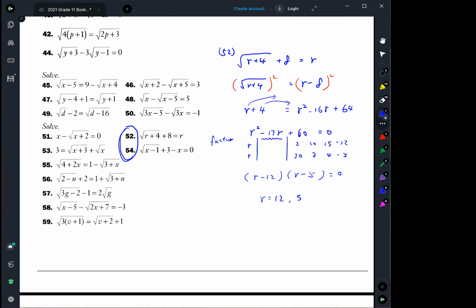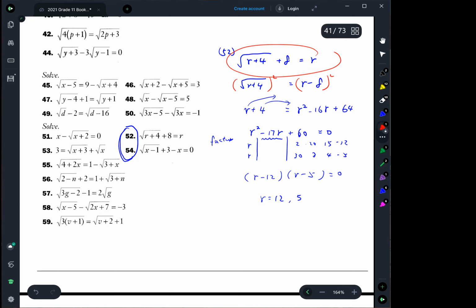But we need to make sure it also works for our original question, right? So you'll have to check. Do you know how to do the checking? Yeah, just place the numbers in one at a time. Yeah, one at a time and make sure it equals on both sides. If it doesn't, you reject that answer. Yep.